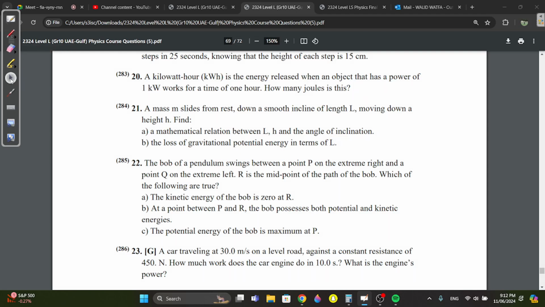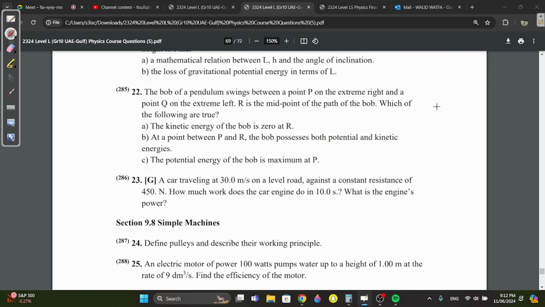The bob of a pendulum swings between a point P on the extreme right and a point Q on the extreme left. R is the midpoint of the path of the bob, so we could say R is over here. Which of the following are true? The kinetic energy of the bob is 0 at R. That's not true. If it's swinging, what does the bob do? It stops at Q and then starts swinging back, and then it stops at P and then starts swinging back. So when does it have 0 kinetic energy? When it stops, when the velocity is 0. So it will have 0 kinetic energy at Q and at P.